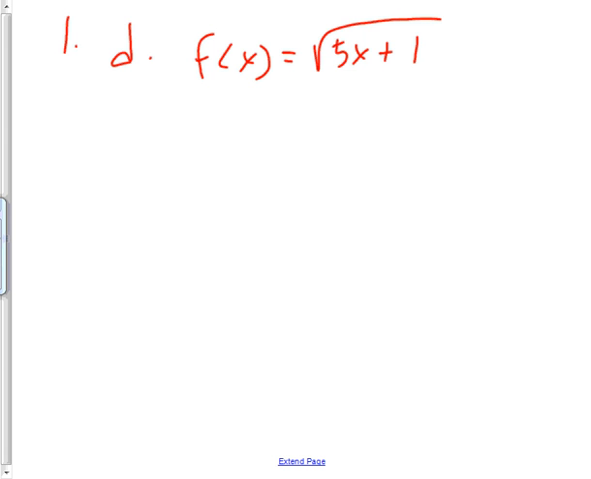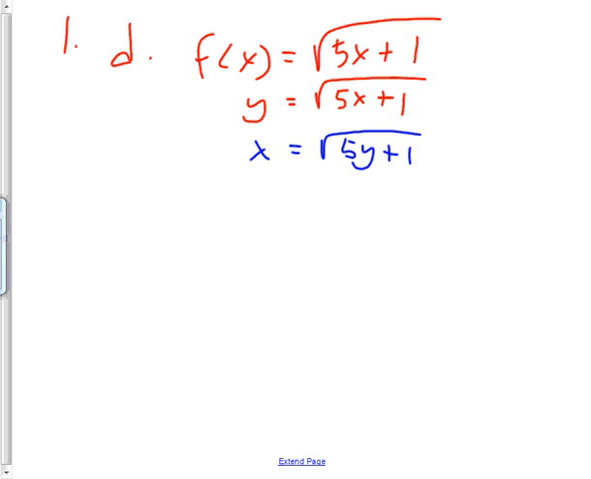All right, so first I want to find the inverse. Use that three-step process. Y equals square root of 5x plus 1. What's the next step? Change the x and y around. And now what's the last step? Solve for y. How do I get that square root off of there? Square both sides. When I square both sides, I do not get an absolute value. It's when I square root both sides.